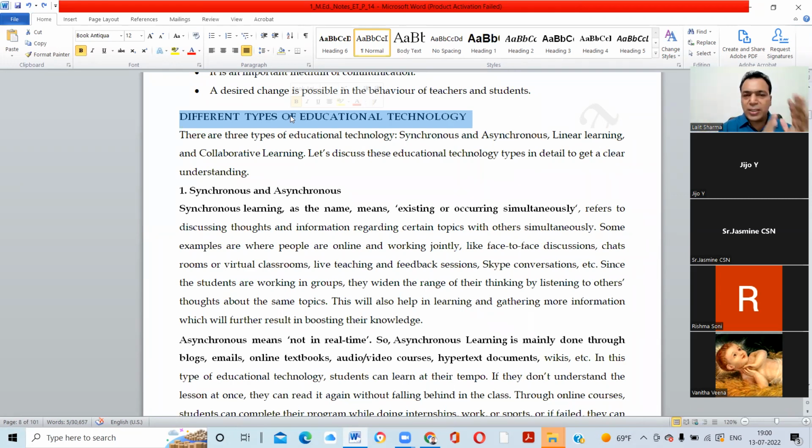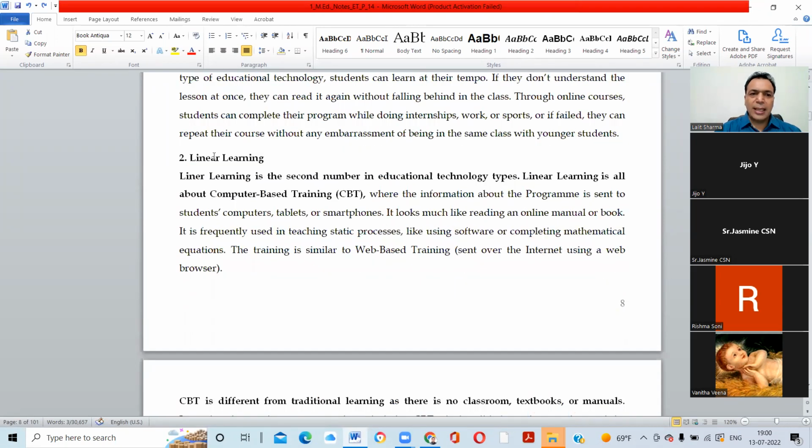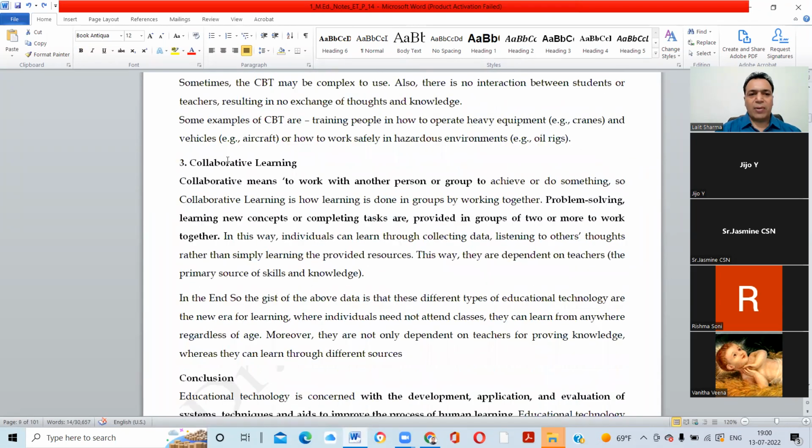So under these questions, give 1.5 pages to educational technology, and the rest of the pages to the different types of educational technology, and you must give a conclusion, right? We have already discussed synchronous and asynchronous, linear learning, and collaborative learning, right?